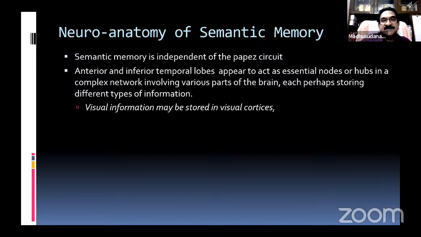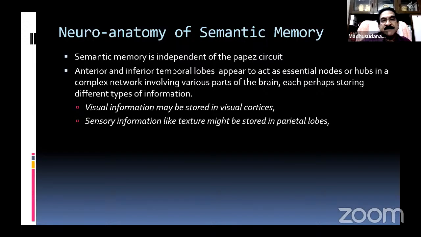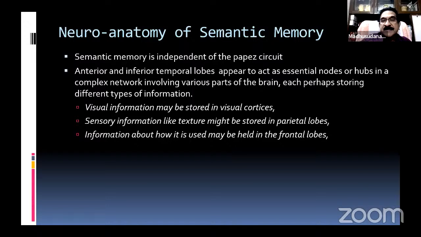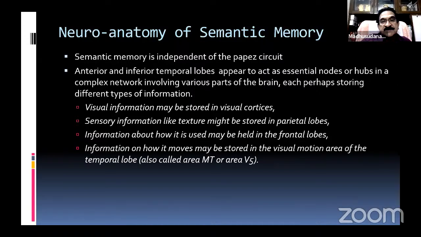So the visual information may be stored in visual cortices. The sensory information, like texture, may be in the parietal lobes. Information on how it is used may be held in the frontal lobe. If you see a cycle, you know how the cycle goes. Information on how it moves may be stored in the visual motion area of the temporal lobe.